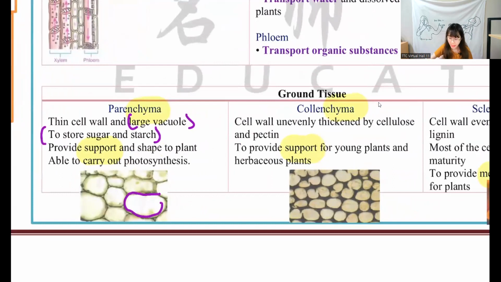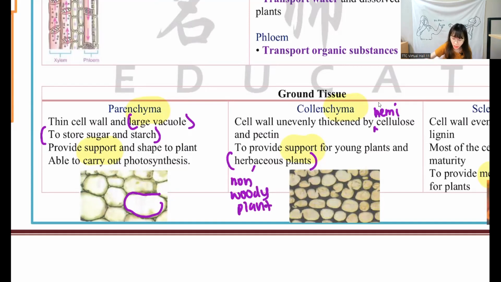Collenchyma is thickened by cellulose and pectin. Actually, we call this hemicellulose. In Form 5, you will learn this. So hemicellulose and pectin are used to provide support as well. But they provide support to which plants? The herbaceous plant, which is the non-woody plant.